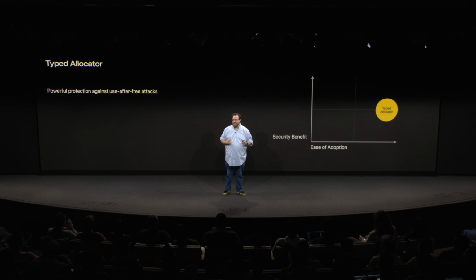The first whole app protection is the typed allocator. It's a new system allocator that protects against use after free attacks. It's fantastic because it lies near the sweet spot in the upper right corner. It has good protection and is extremely easy to adopt.